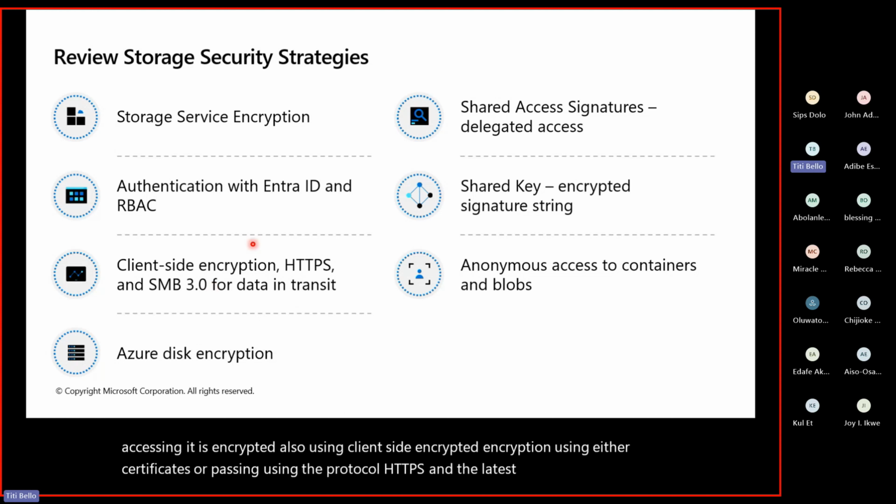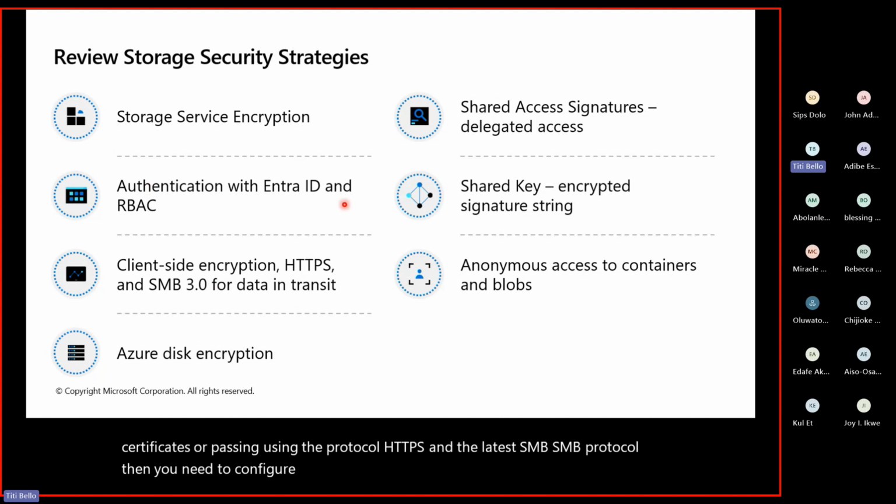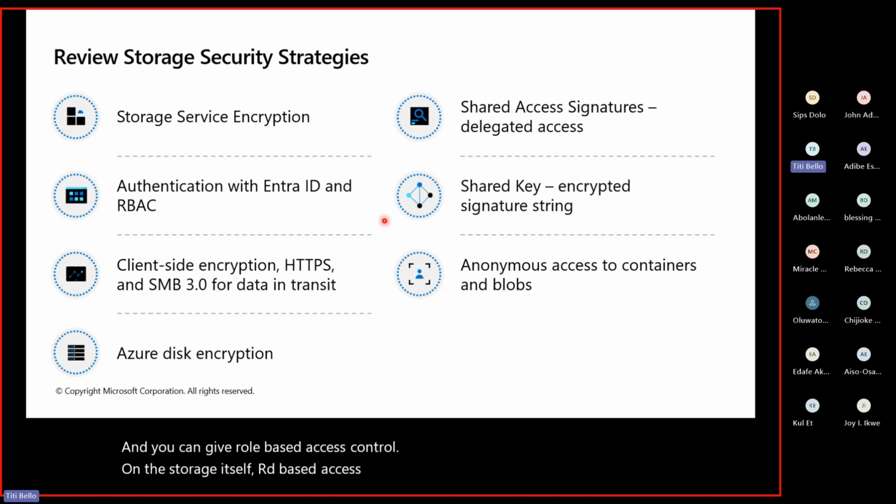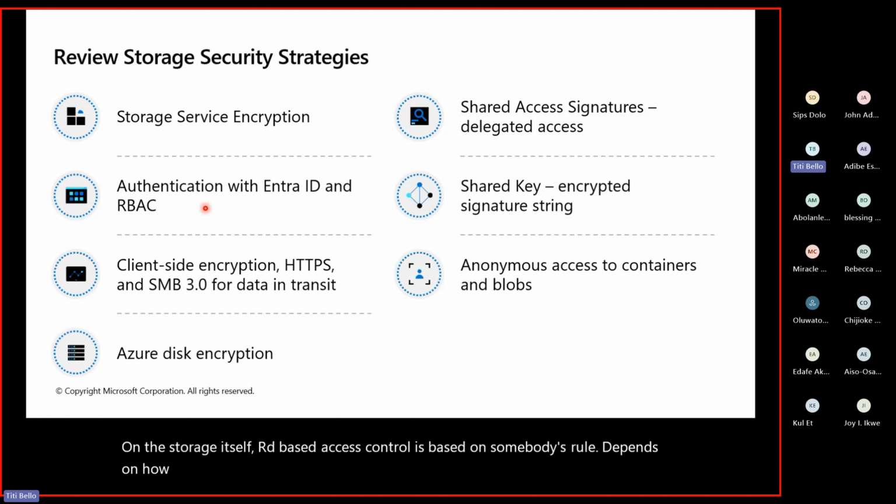SMB protocol. Then you need to configure authentication with your Azure AD, and you can give role-based access control on the storage itself. Role-based access control is based on somebody's role, and depends on how granular the permission you are giving the person will be. So then we have disk encryption, and we have shared access signature and shared key.